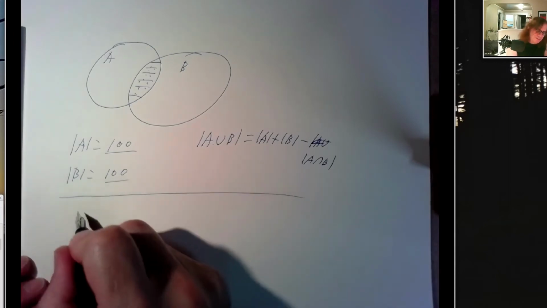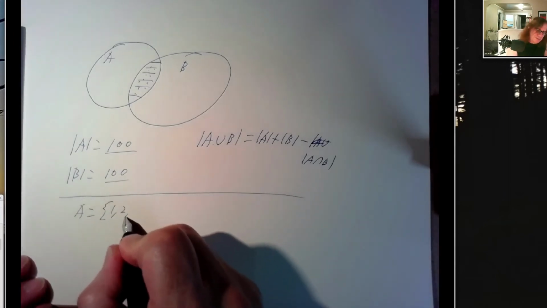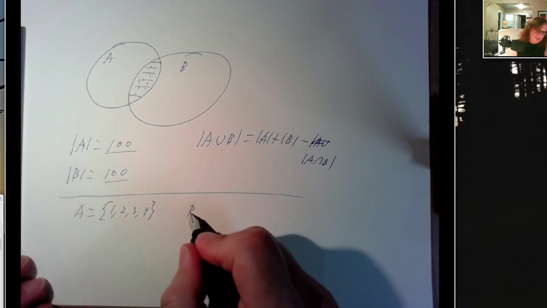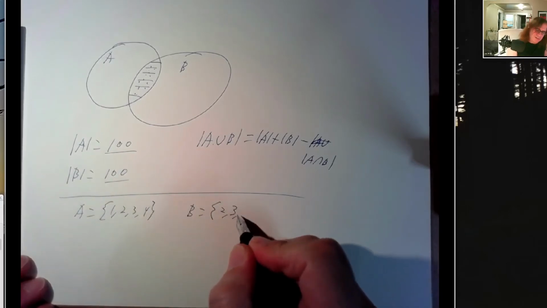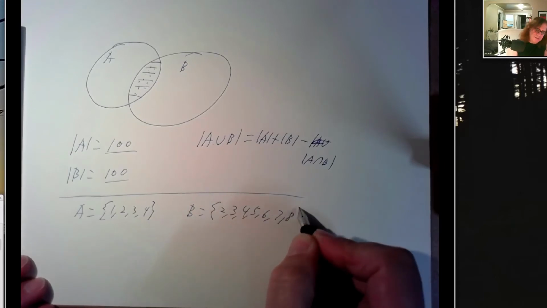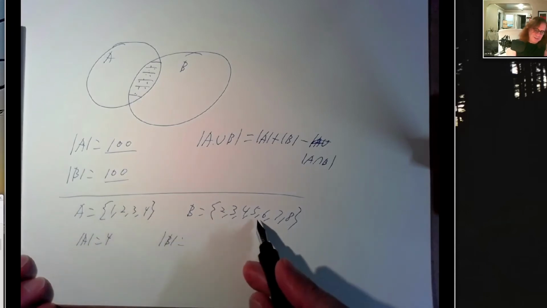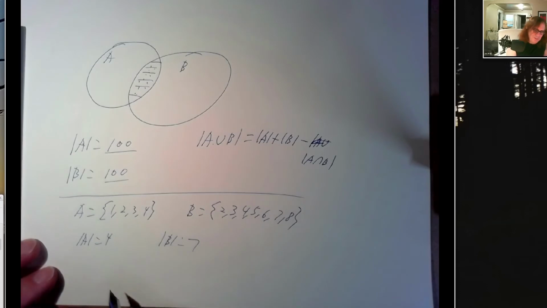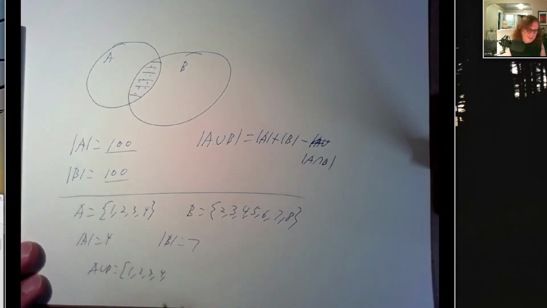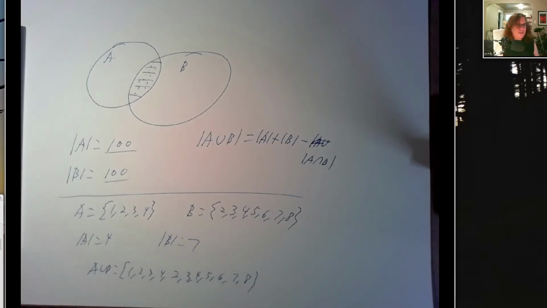And I'll give you an example. Suppose A is the set 1, 2, 3, 4, and B is the set 2, 3, 4, 5, 6, 7, 8. Okay, the number of things in A is 4, the number of things in B is 7. The union is 1, 2, 3, 4. Well, let me write an illegal representation of this: 1, 2, 3, 4, 2, 3, 4, 5, 6, 7, 8. How many things have I written down? I've written down 11 things total.